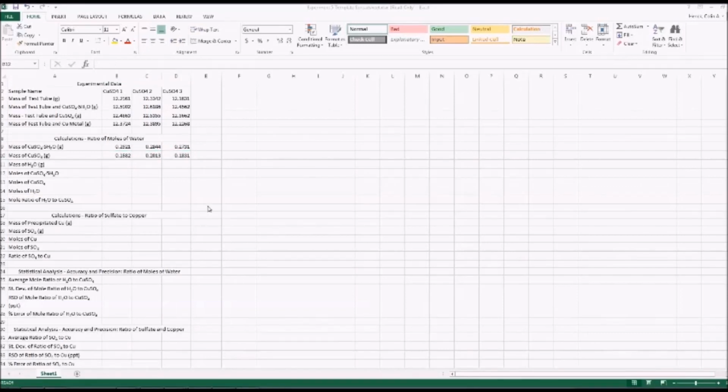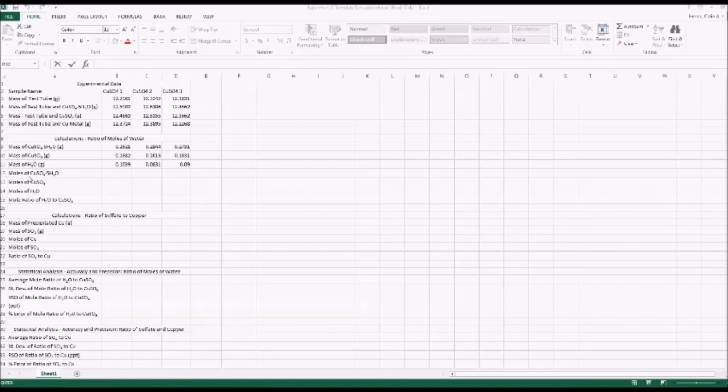In order to determine the mass of water that was lost, we click on the appropriate cell. Then type the equals sign. Then take the mass of the hydrated copper 2 sulfate and subtract the mass of the anhydrous copper 2 sulfate. The mass that was lost, or the difference between these two masses, is the mass of water. We again highlight the cell and drag it across.